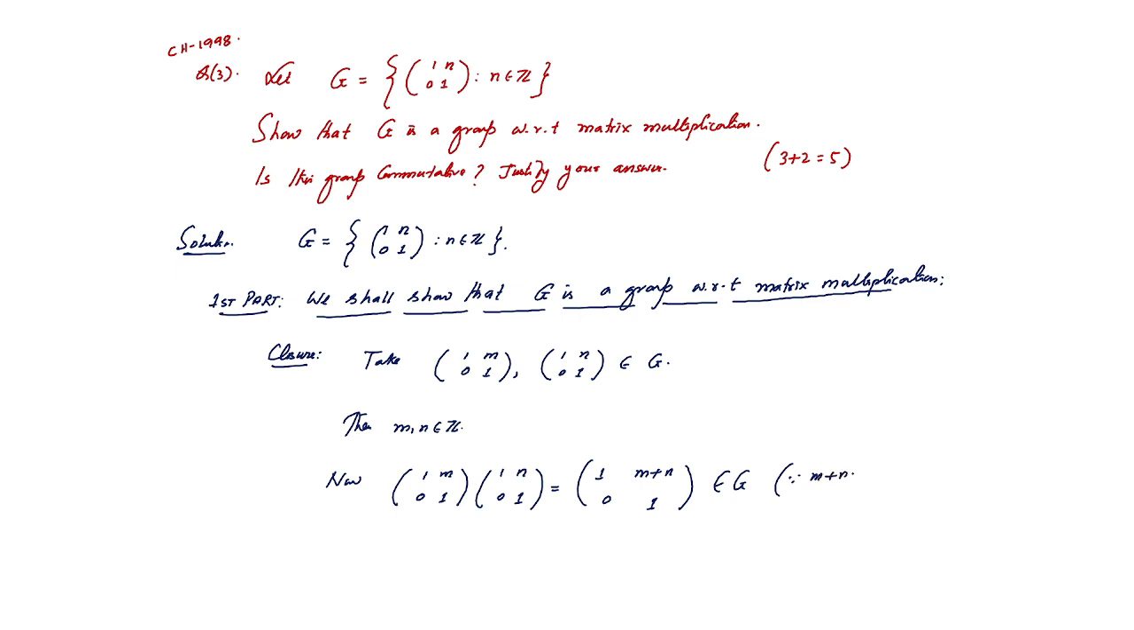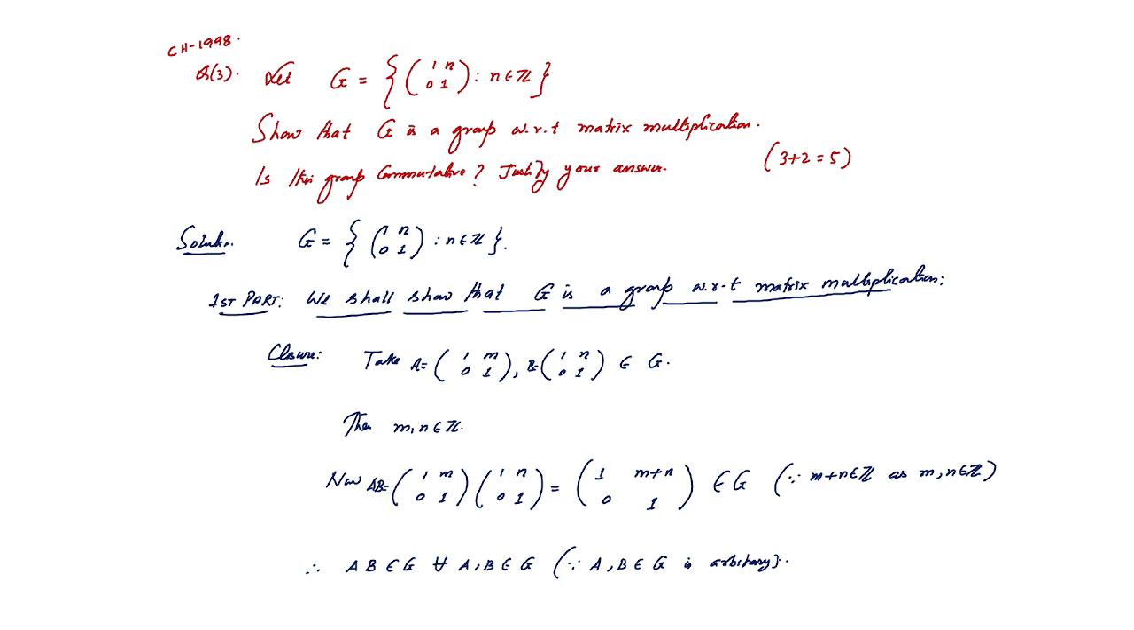Because m plus n is also an integer, as m is an integer, n is an integer, and the sum of integers is an integer. So what we have seen here, say this is your element A, that element is B. So AB belongs to G. So with respect to multiplication, AB belongs to G for all A, B belongs to G, because A, B is arbitrary. So that means the closure property holds, since A, B belongs to G is arbitrary. So with respect to matrix multiplication, the closure property holds.